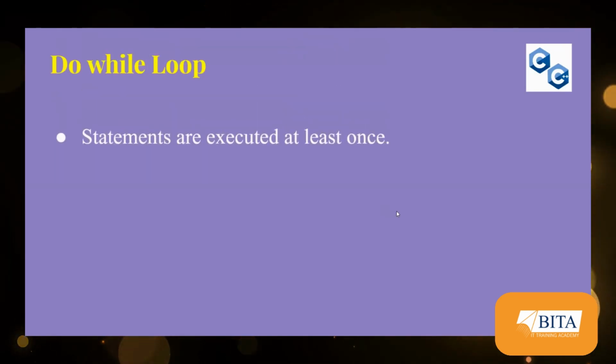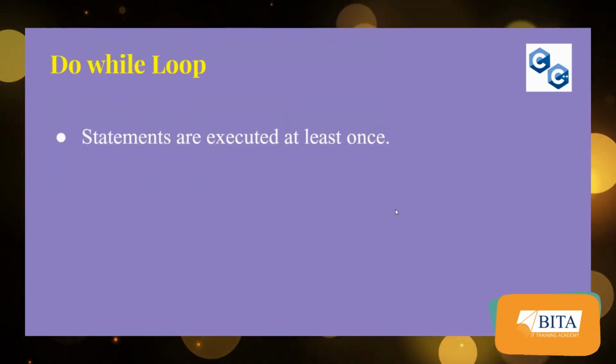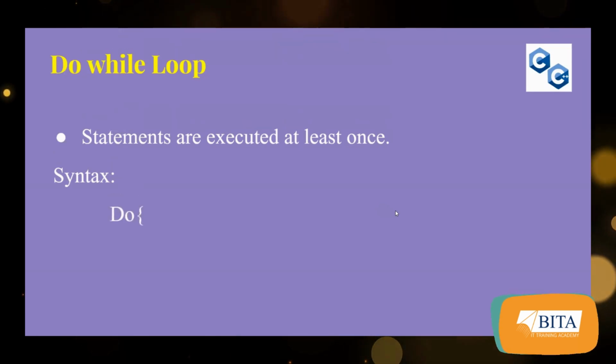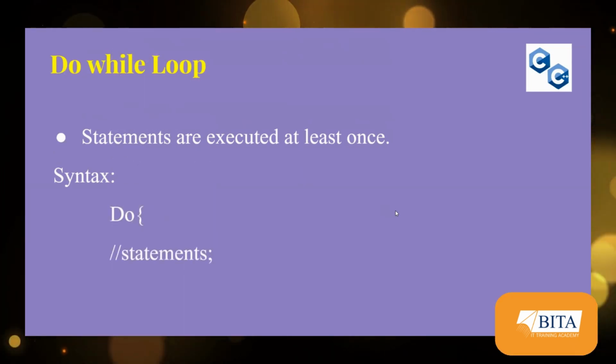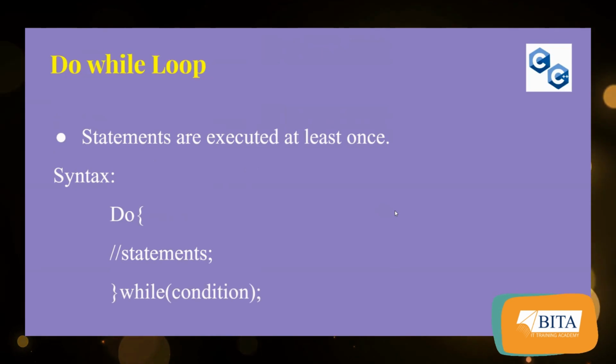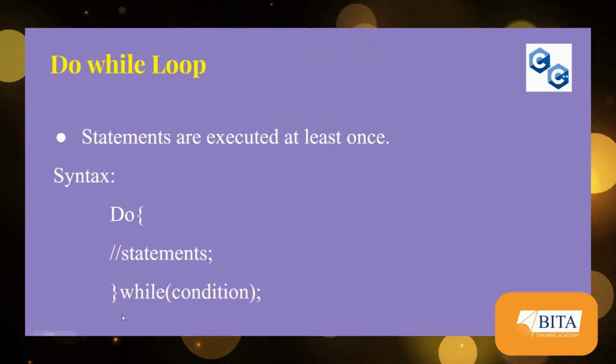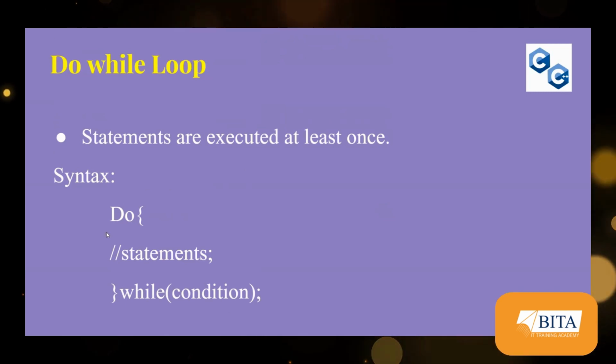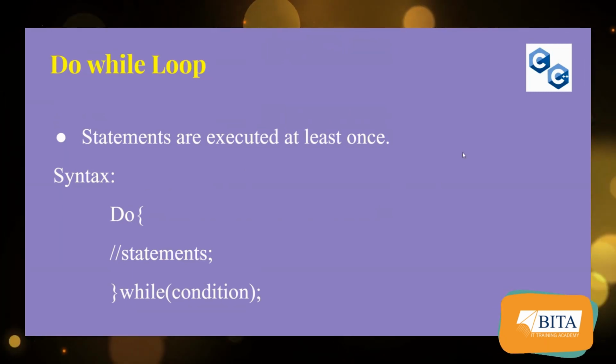Do while loop. The do while loop is similar to the while loop with only one difference. The statements inside the loop are executed at least once, and only after that the condition is checked. The condition is checked at the end of the do while loop.